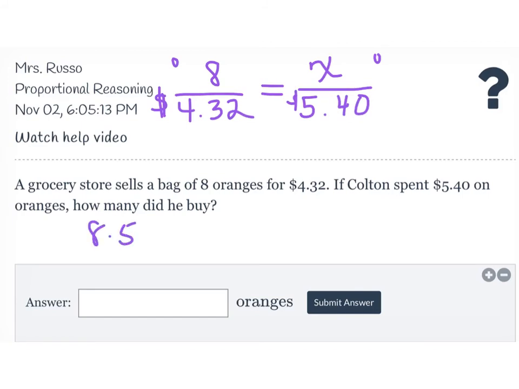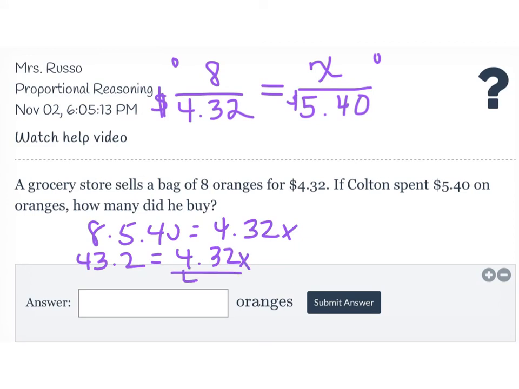8 times 5.40 equals 4.32 times x. 8 times 5.40 is 43.2 equals 4.32x, and I divide by that 4.32 and I get x equals 10. So Colton bought 10 oranges. Okay, so put the right piece with the right piece, and then these are pretty simple.